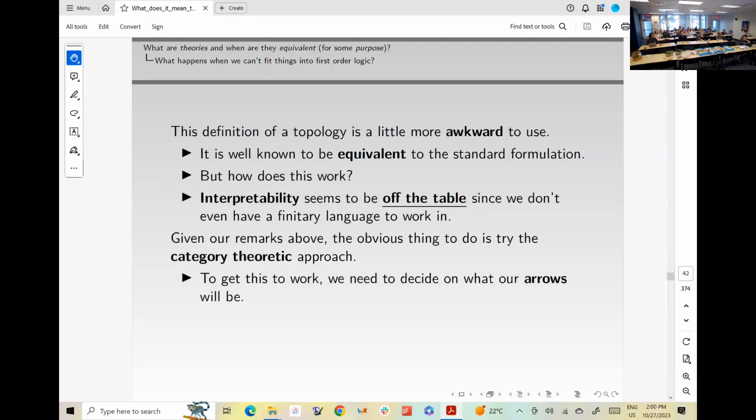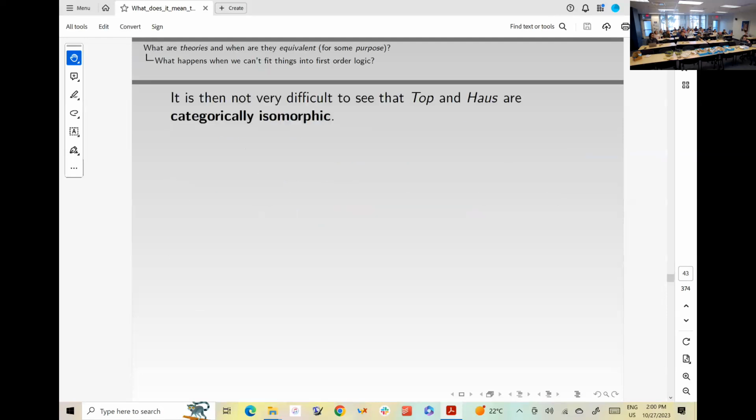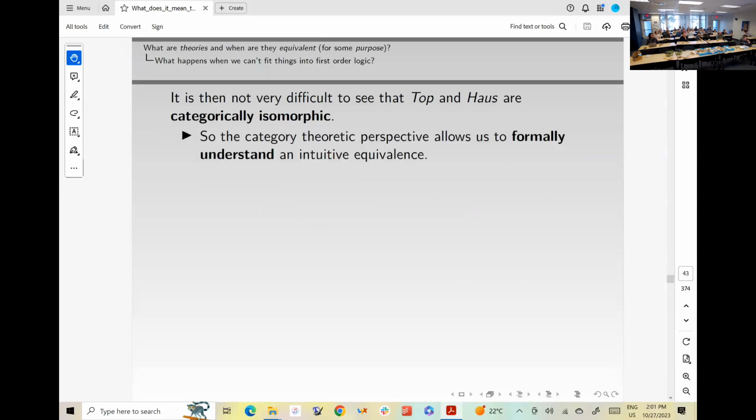So we need then to figure out what our arrows in the relevant categories for these theories are going to be. We didn't mention this, but it's not obvious. We're doing topology, so the obvious choice is they're going to be continuous functions between various topologies. Okay. It's then not difficult to see that Top and Haus are categorically isomorphic. So the category theoretic approach allows us to formally understand an intuitive equivalence. So that's good again. But it turns out we can do a little better.